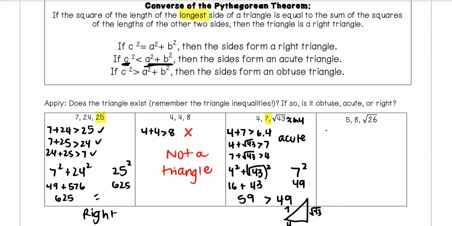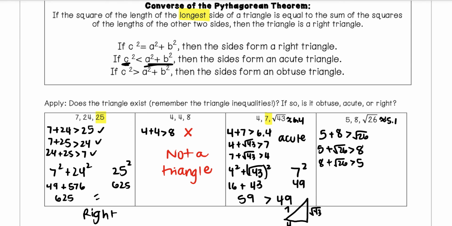In the next one, we have 5, 8, and square root of 26. So 5 plus 8 would be 13, which is greater than the square root of 26. Remember, square root of 25 is 5, so this radical is probably about 5.1 if you were going to estimate it. 5 plus the square root of 26 would be greater than 8, because that would be probably a little over 10 there. And then 8 plus the square root of 26 is definitely greater than 5. So it passes the triangle inequalities rule.